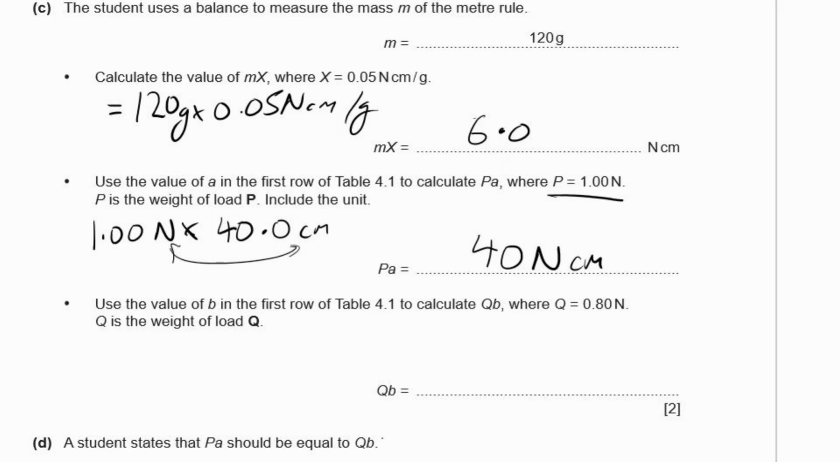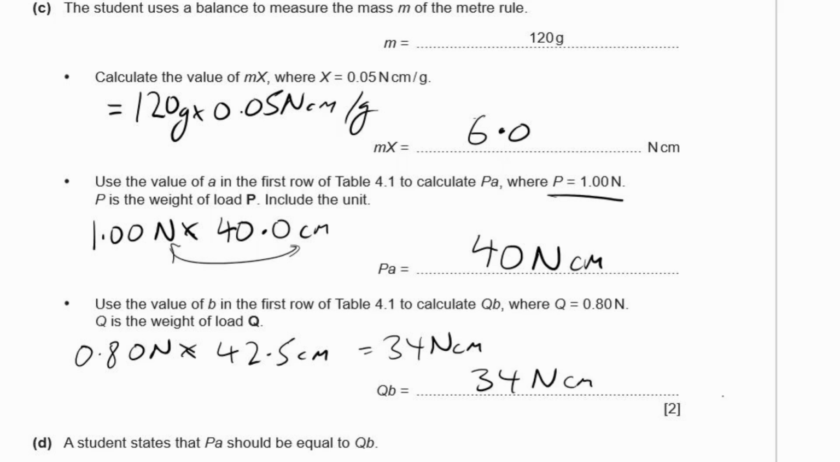Use the value of B in the first row of table 4.1 to calculate Q times B, where Q is 0.8 newtons. Q is the weight of load Q. Alright, so let's do that. That's 0.80 newtons multiplied by 42.5 centimetres. And that gives us a value of 34 Newton centimetres. There we are. That's it. There's my answers.